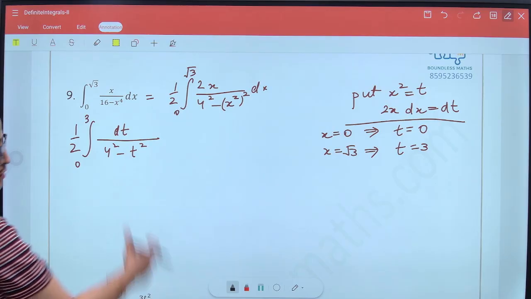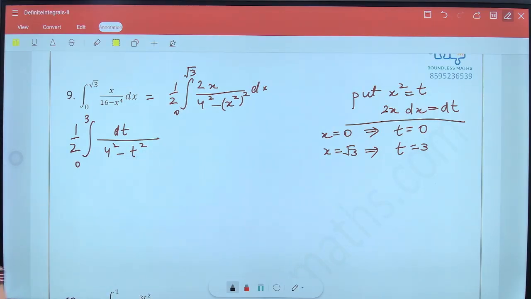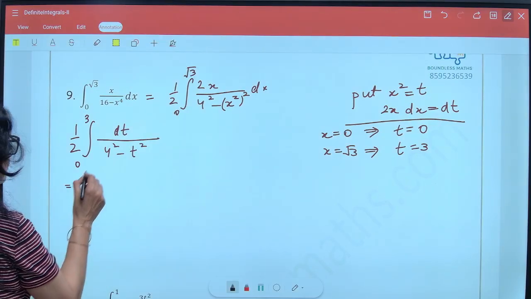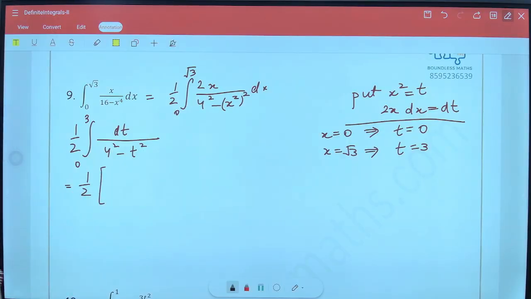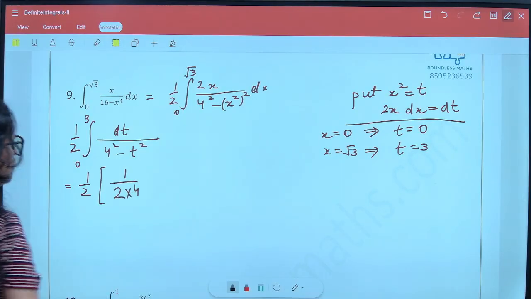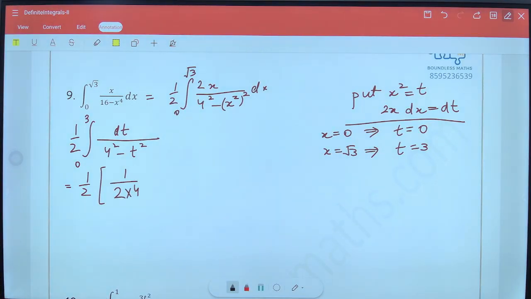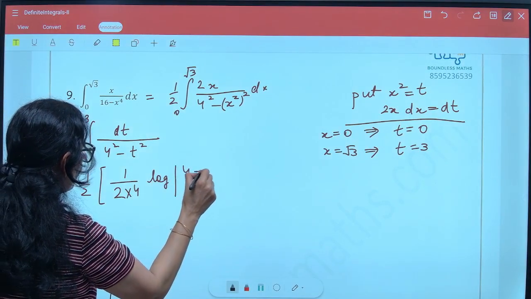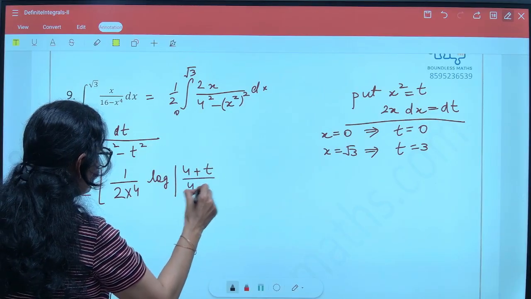Now this again resembles one of the standard formulas that we have done, integral of 1 upon a square minus x square. So let's just use that formula. So we get half outside, and within the brackets we'll have 1 by 2a. What is a? 4 here. So it is 1 by 2 into 4 and then log of 4 plus t upon 4 minus t.